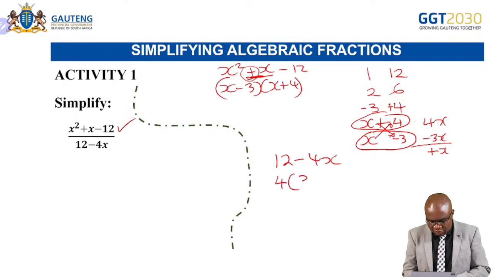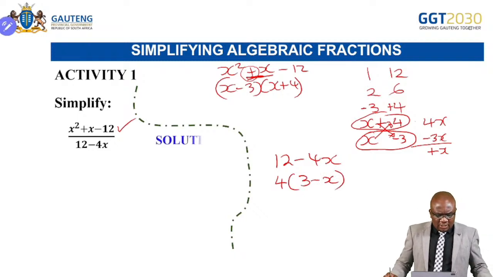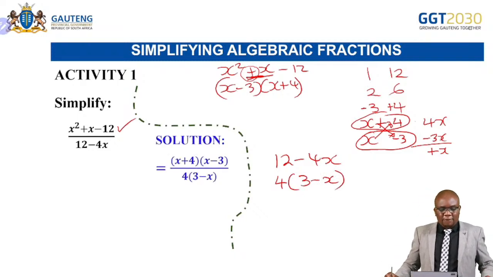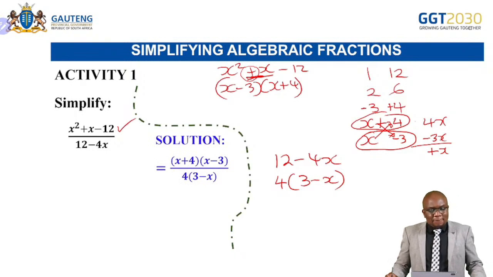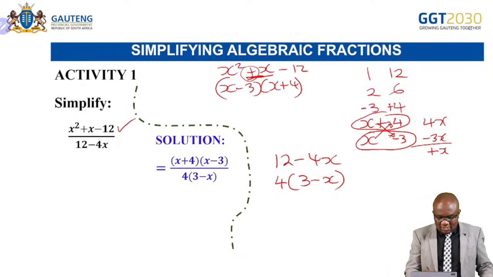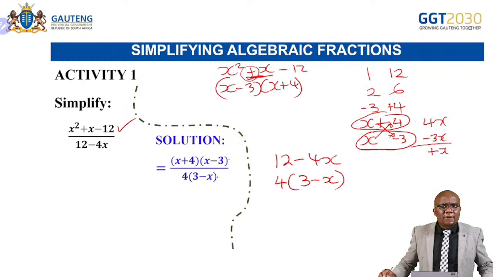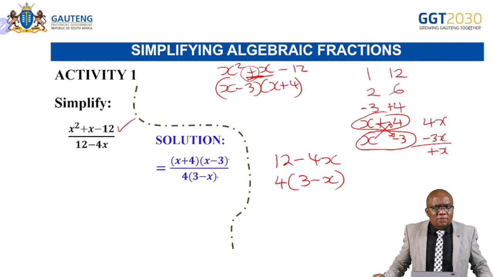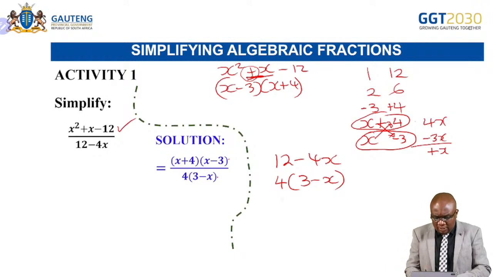And then we get 3 minus x. Do you see that? Okay. Right. And then we have our solution there. We've factorized. Do you see that? And then, can we cancel this bracket and this bracket? Can we do that? We can't, because they are not the same. X minus 3 is not equal to 3 minus x.